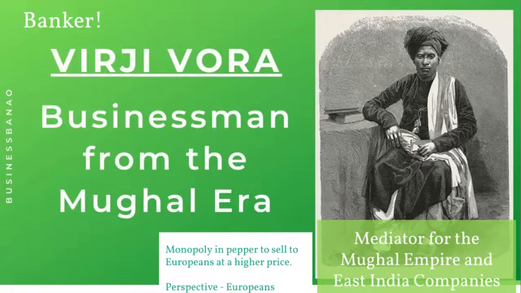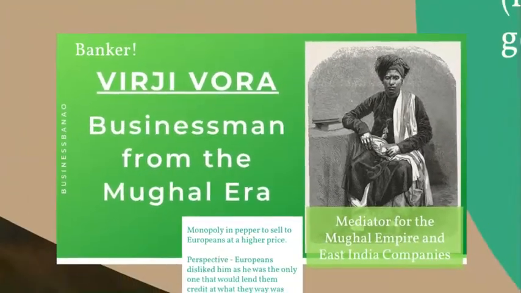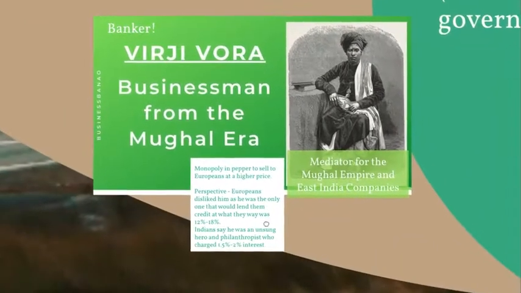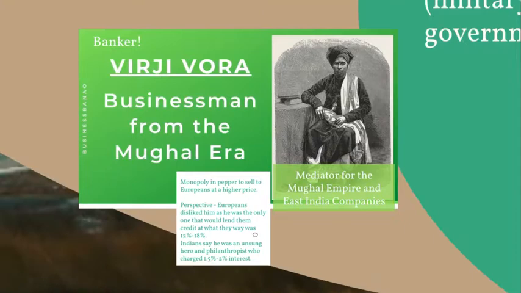Virjivora is going to be a businessman from the Mughal era. He is going to have a monopoly in pepper, and he is going to sell it to the Europeans at a much higher price because the Mughal Empire can. And he is going to be a mediator between the Mughal Empire and the East India Company, and that's going to be pretty important. So perspective is the Europeans are going to dislike him, as well as he was the only one that would lend them credit. And when he did, it was at 12 and 18%. Indians say he was an unsung hero and a philanthropist who charged 1.5 to 2% interest to them.